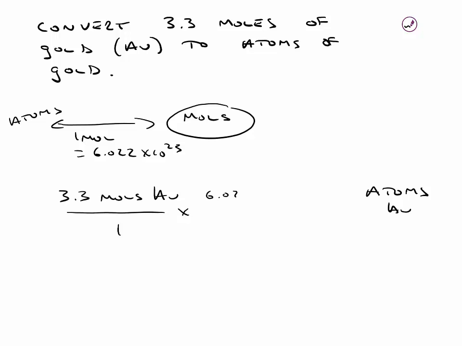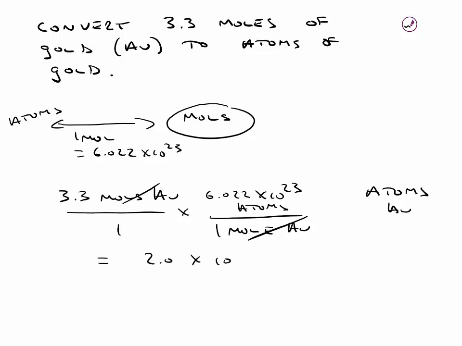So 6.022 times 10 to the 23rd atoms of gold for every 1 mole of our elemental gold. So moles cancel out. And when I did the math on this problem, I got to 2 significant figures: 2.0 times 10 to the 24th atoms of gold using dimensional analysis.